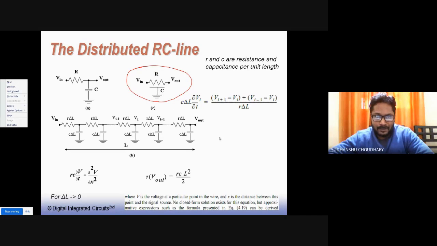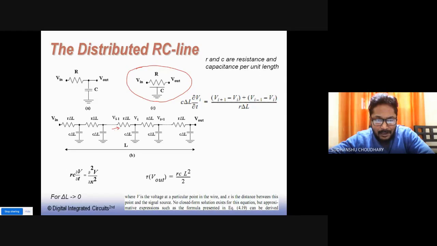Now, if somebody asks me to find out, let's say the current through this is I1, this is I2, and this is I3. So from here, let's try to find out Vi, that is at this node. The current equation goes like this: I1 is going into this node, so I1 is equal to I2 plus I3.